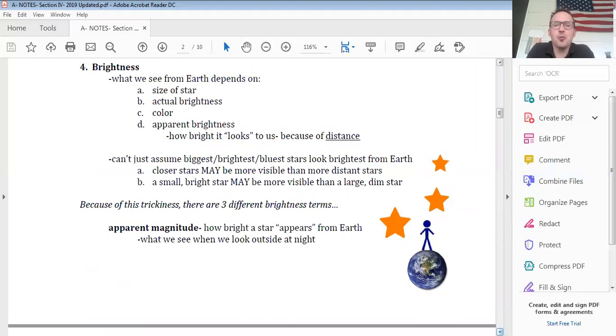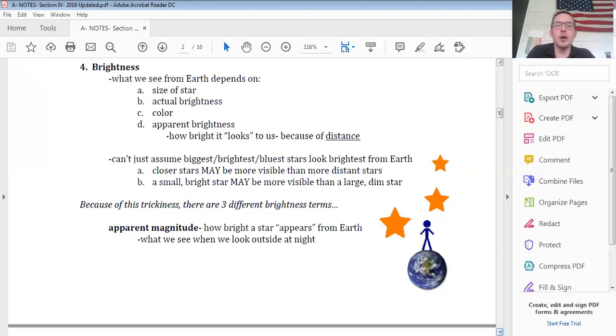Letter B, the actual brightness. Some stars are just inherently brighter than others. Letter C, the color. Did you know that the human eye is a little bit biased? We can see blues and whites, your high frequency colors, better than we can oranges and reds, the lower frequency colors. So our eyes deceive us into thinking that most of the stars in the sky are blue or blue-white, and that's certainly not the case.